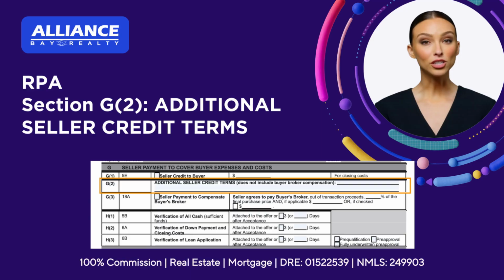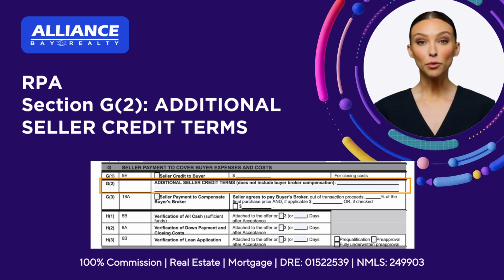Section 3G(2), Additional Seller Credit Terms, does not include buyer-broker compensation. It is a free text space to direct how the G1 credit is used or to add conditions. When to use it. 1. Prioritize application: first to permanent rate buy-down, remainder to other allowable closing costs. 2. Tied to inspection/appraisal: credit to remain even if appraisal exceeds price. 3. Make it percentage-based: seller to credit 2% of purchase price toward buyer's allowable costs. 4. Spread across points: up to 2 points for rate reduction, balance to other costs.